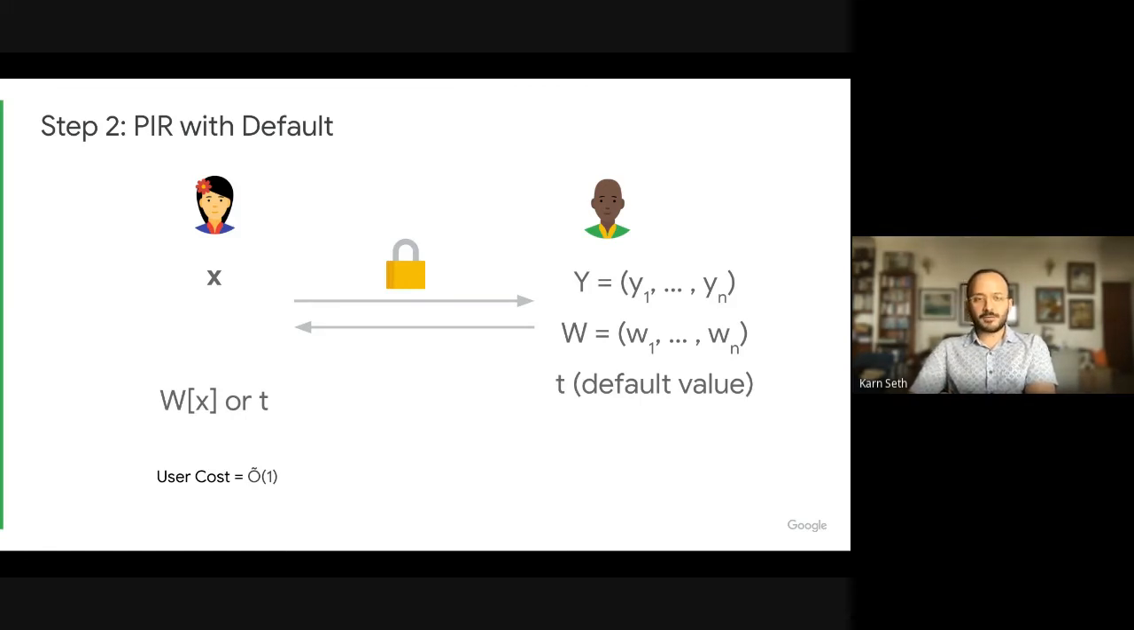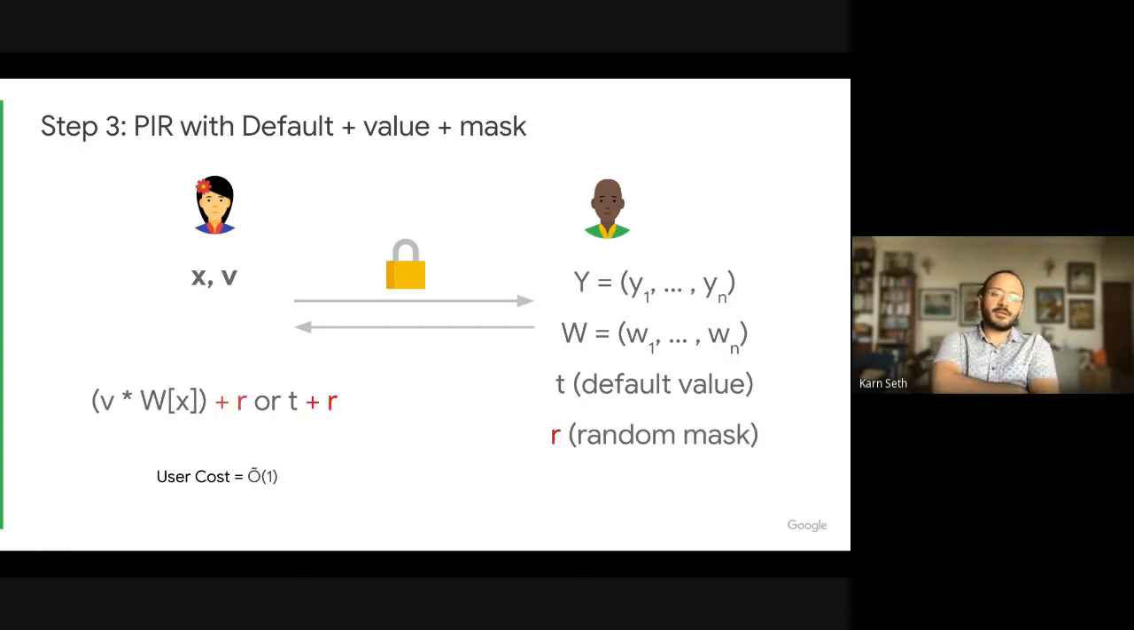So we're going to build PIR with default from keyword PIR. In fact, we're going to do something more: we're going to allow the client to have a value V. The client is either going to retrieve V times W of X in case X is in Y, or otherwise it's going to retrieve the default value T. We're going to introduce a further modification, so that the client receives these values masked with a random mask chosen by the server. Once we introduce this random mask, we gain the property that the client will not be able to tell whether it received V times W or the default value. This is exactly what we're going to call extended PIR with default.